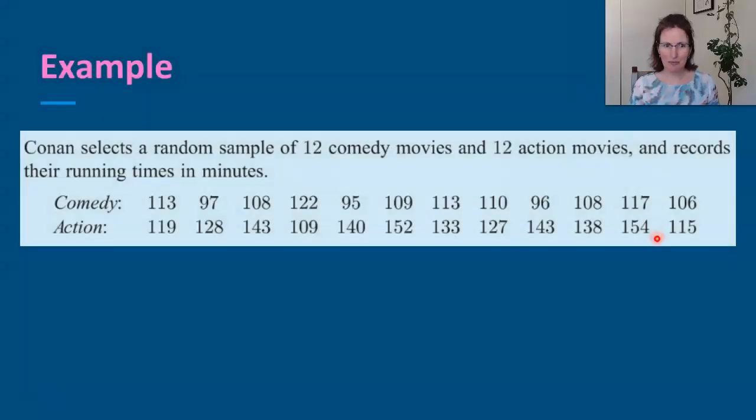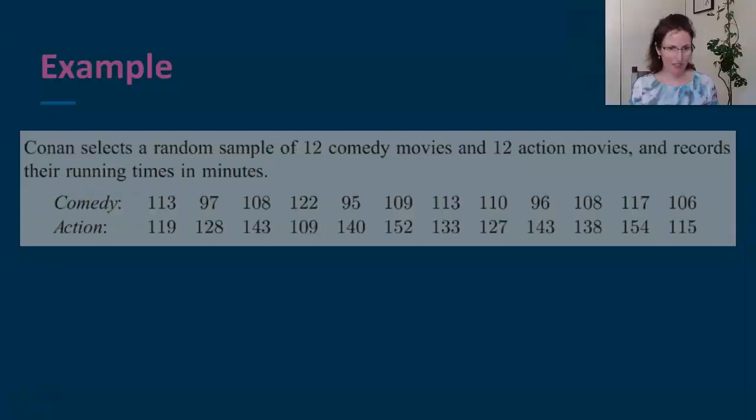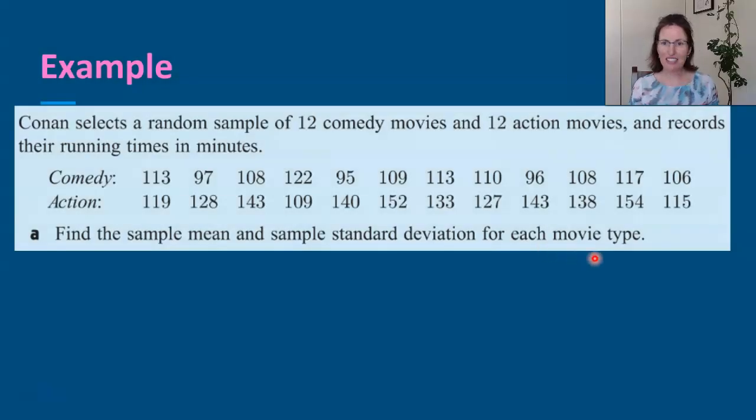Let's go into an example. So Conan selects a random sample of 12 comedy movies and 12 action movies and records their running times, so how long they went for. As you can see here, 12 comedy, 12 action. A question that you might get asked about this is to find the sample mean and sample standard deviation for each movie type. I encourage you, grab your graphics calculators, pause this video, type these in. You can type the comedy into list 1 and the action into list 2.